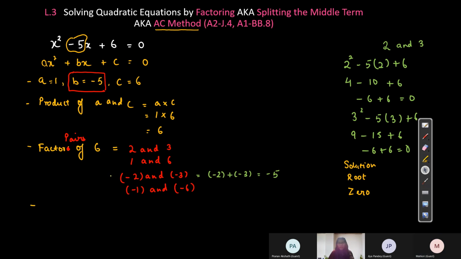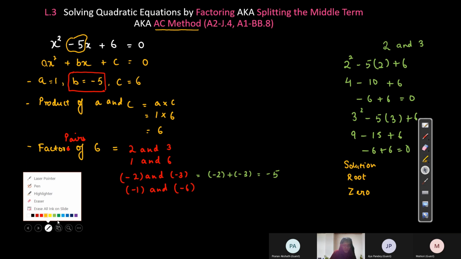Yes. This is why this method is also called factoring. Now the next step is we will split the middle term. See, in any quadratic equation, this will be your middle term. What we'll do now, we will actually split this term. Now see this very carefully.